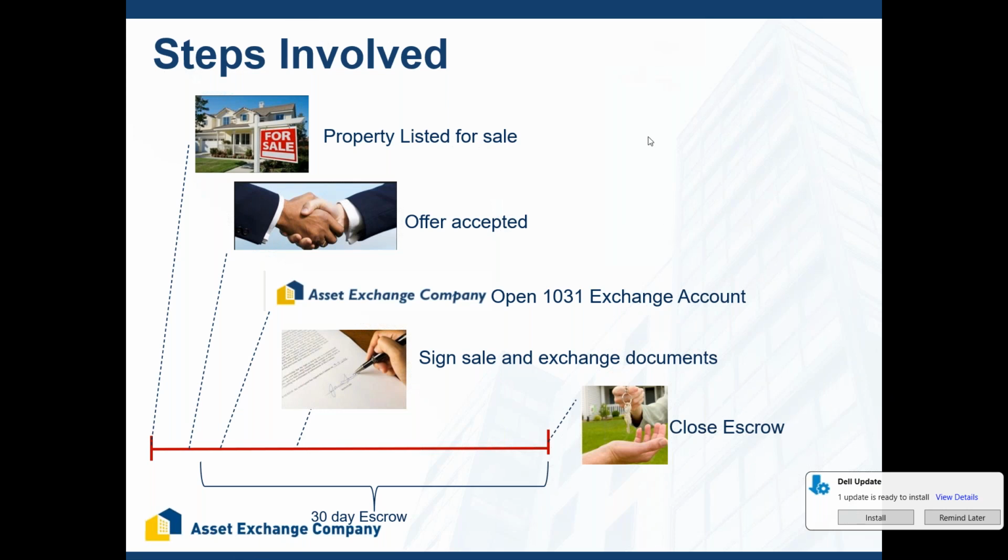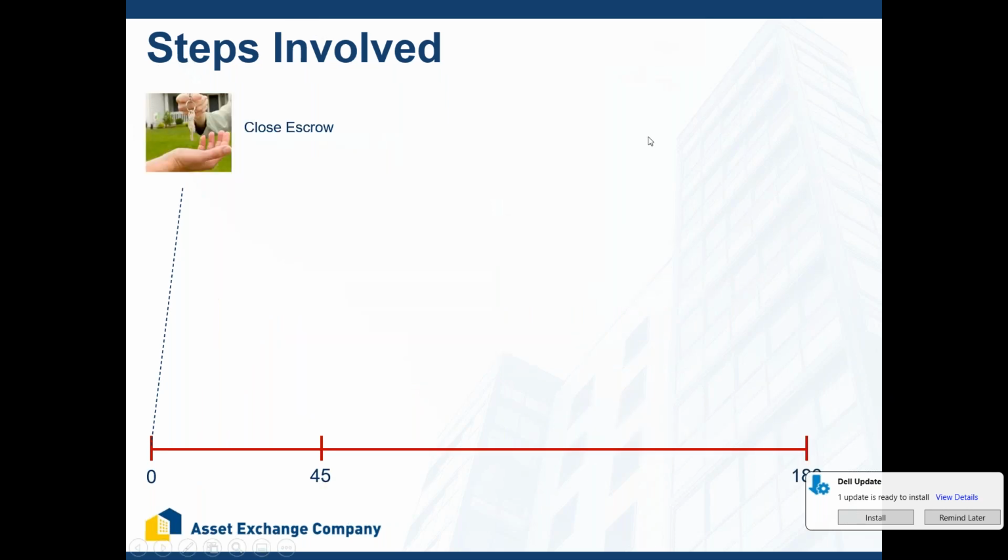And then what happens? Well, then the fun begins, ladies and gentlemen. Then your exchange starts, right? The close of escrow is day zero of your 1031 exchange timeframe. So your fun is now starting to happen. At the close of escrow, you've got your 180 days. Your clock is ticking. You've got day 45.